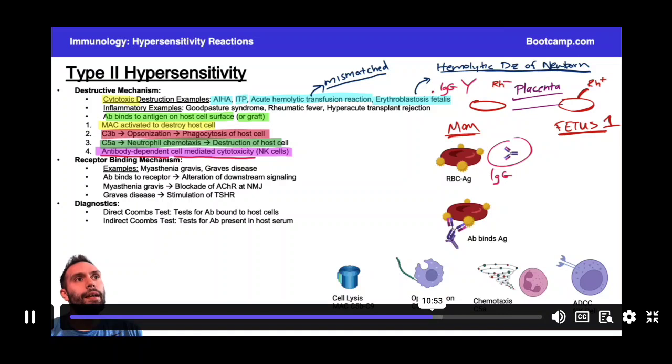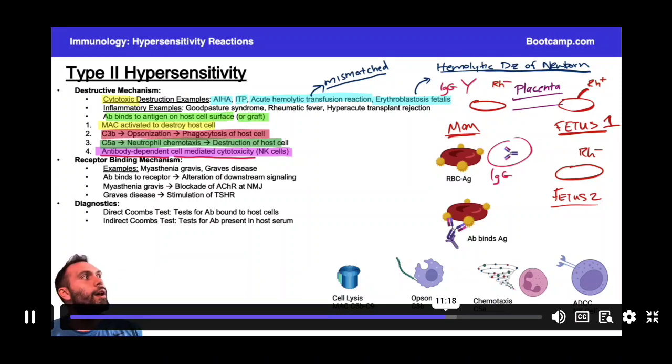For baby number 2 though, let's say mom has a second baby. Let's say this baby is Rh negative. So if this baby is Rh negative, it's unlikely that mom would target this baby with antibodies, right? Because there's nothing to target. This antigen isn't there. There's nothing for the antibody to bind to. Mom's Rh negative, baby's Rh negative. So if fetus number 2 is Rh negative, we wouldn't have anything to worry about.